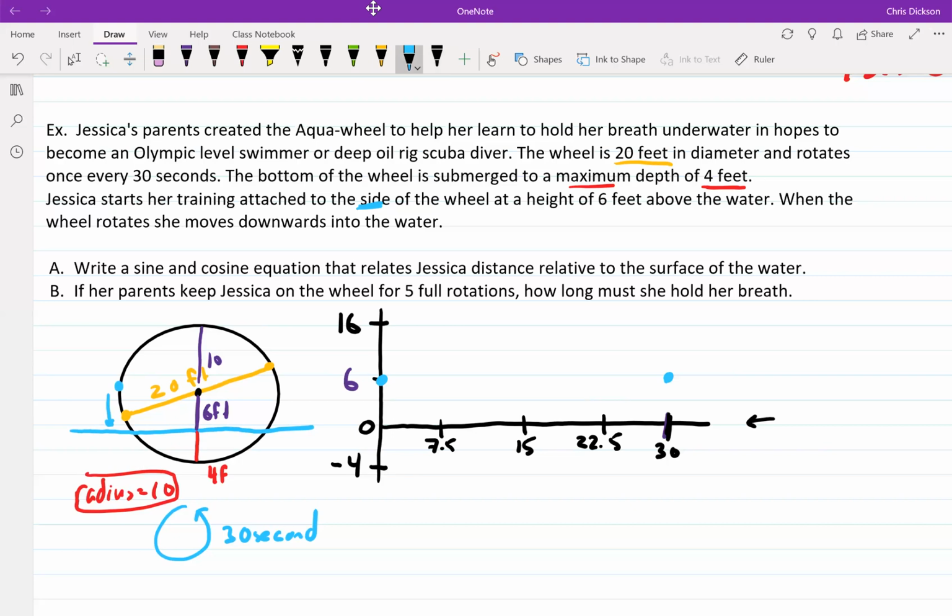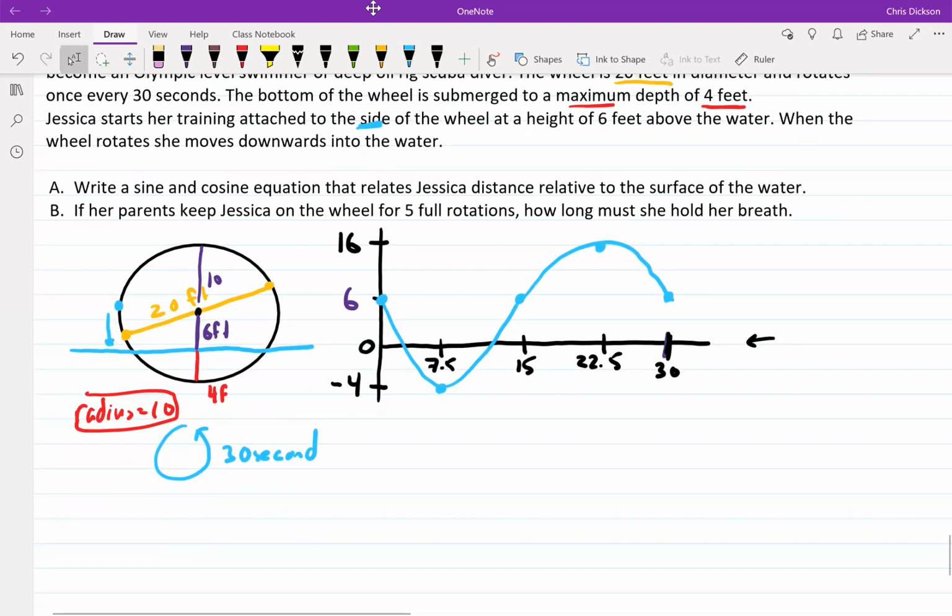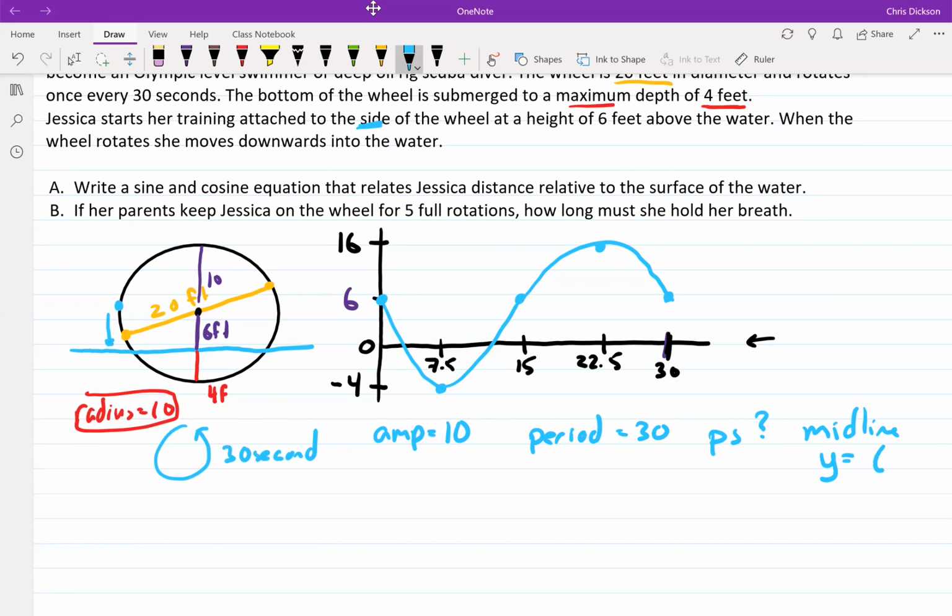So because the wheel rotates down, she's going to go from a midpoint to a low point, back to a midpoint, up to a high point, and then back to the midpoint. So the graph's going to look something like that. When I look at that graph, I'm definitely seeing a sine that's been flipped here. So I'm going to start off with sine, but let's find some properties here. The amplitude is 10. That's the radius of the circle. The period is 30 seconds. The phase shift is, well, it depends what I look at. If it's sine, I don't see any phase shift here. And then the midline would be y equals 6, I guess.